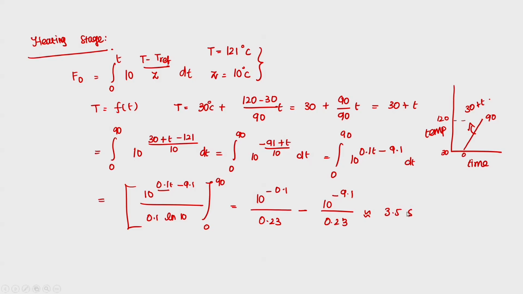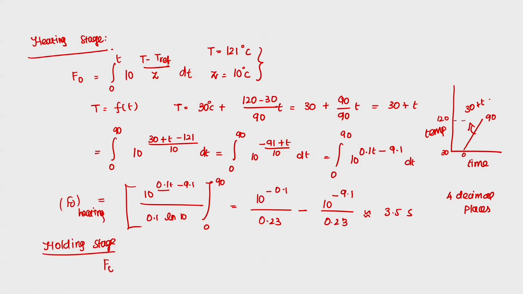Again I am telling you, when you are doing calculations, take the same number of decimals throughout the calculation. I would recommend you to take at least 4 decimal places after the point, so that there won't be a drastic change between what I calculate and what you calculate. Okay. So the heating stage we have calculated. This is F naught at heating.